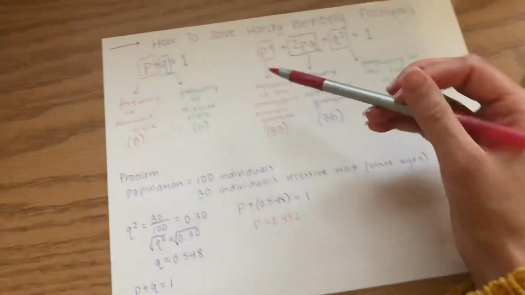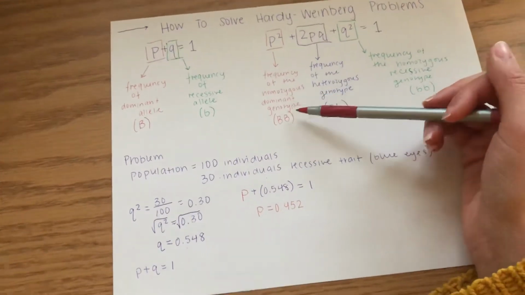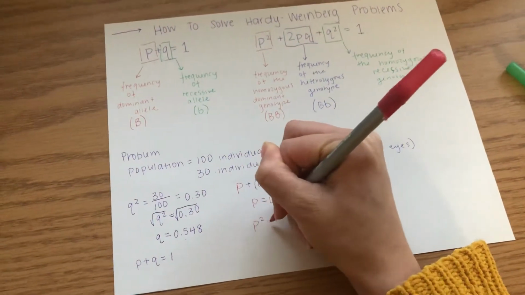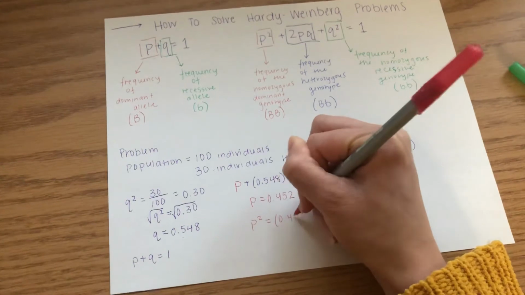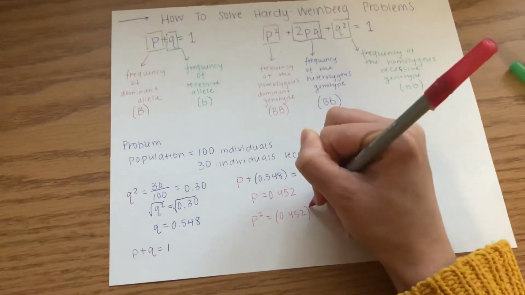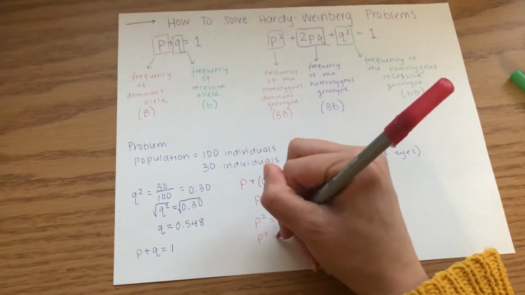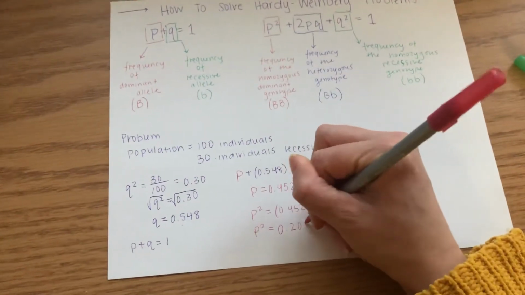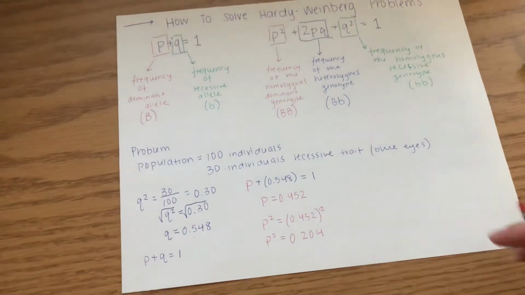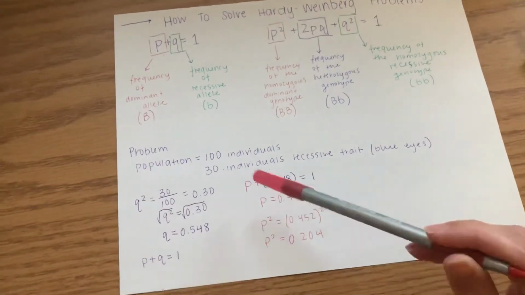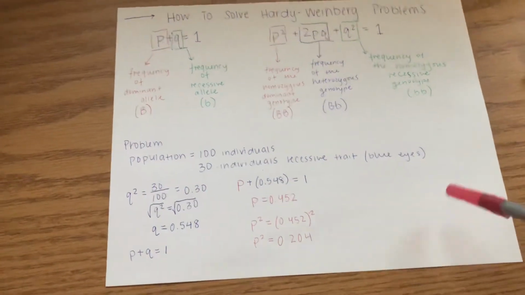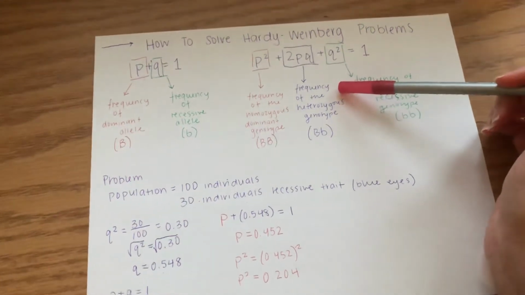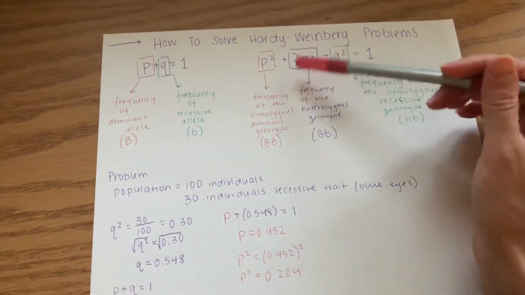Now all we're going to do to find the frequency of the homozygous dominant genotype, right, we're just going to square this. So P squared equals 0.452 squared. P squared equals, and I do this in my calculator, and it is 0.204. So now we have our Q squared, our Q, our P squared. Now the last thing I want us to solve for is this 2PQ. Because if the question asks for the frequency of the heterozygous genotype, we need this 2PQ value.